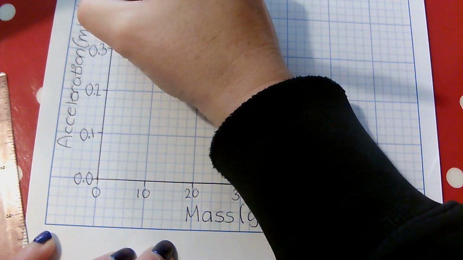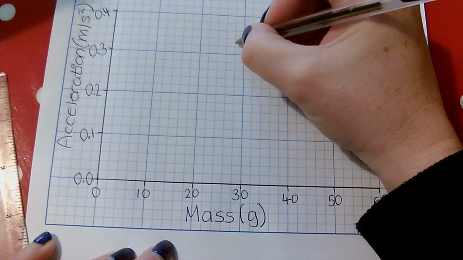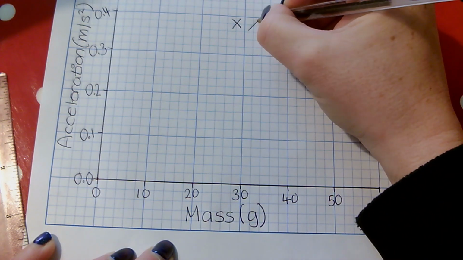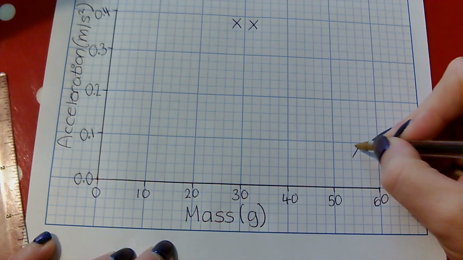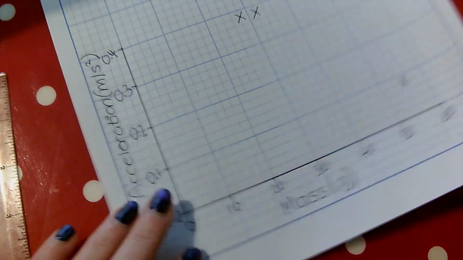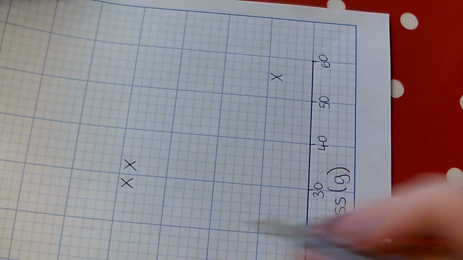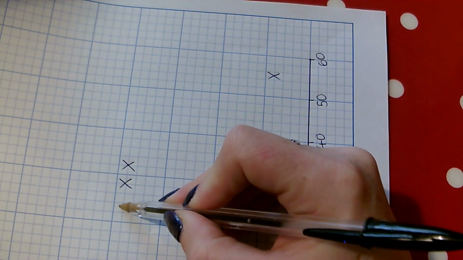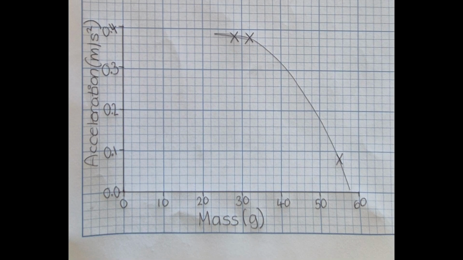We are putting a cross at each result, first at 28 and 0.38, then 32 and 0.38, and lastly at 55 and 0.08. Once we have drawn the graph, we will need to draw a line of best fit to show the relationship between acceleration and mass. This line of best fit fits the plotted dots, starts at the top and curves down to the bottom right-hand side of the graph. It can be a straight line or a curve. In this case, it's a curve.